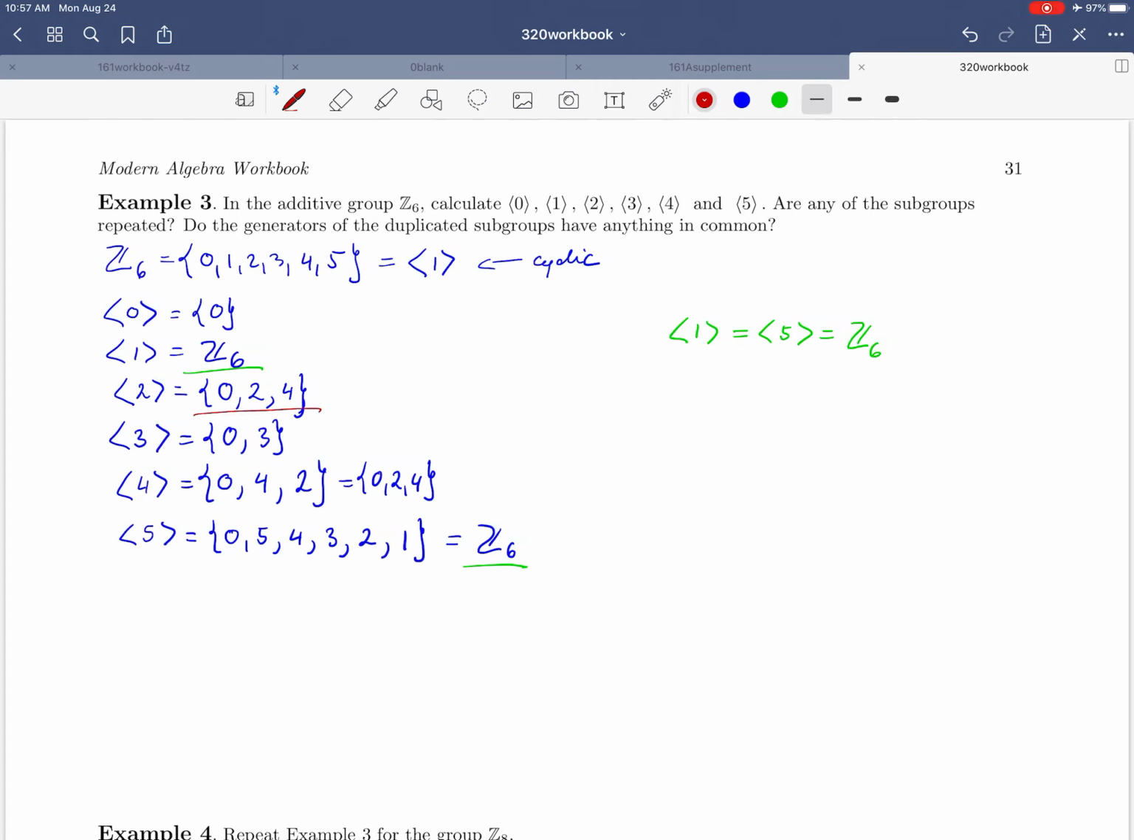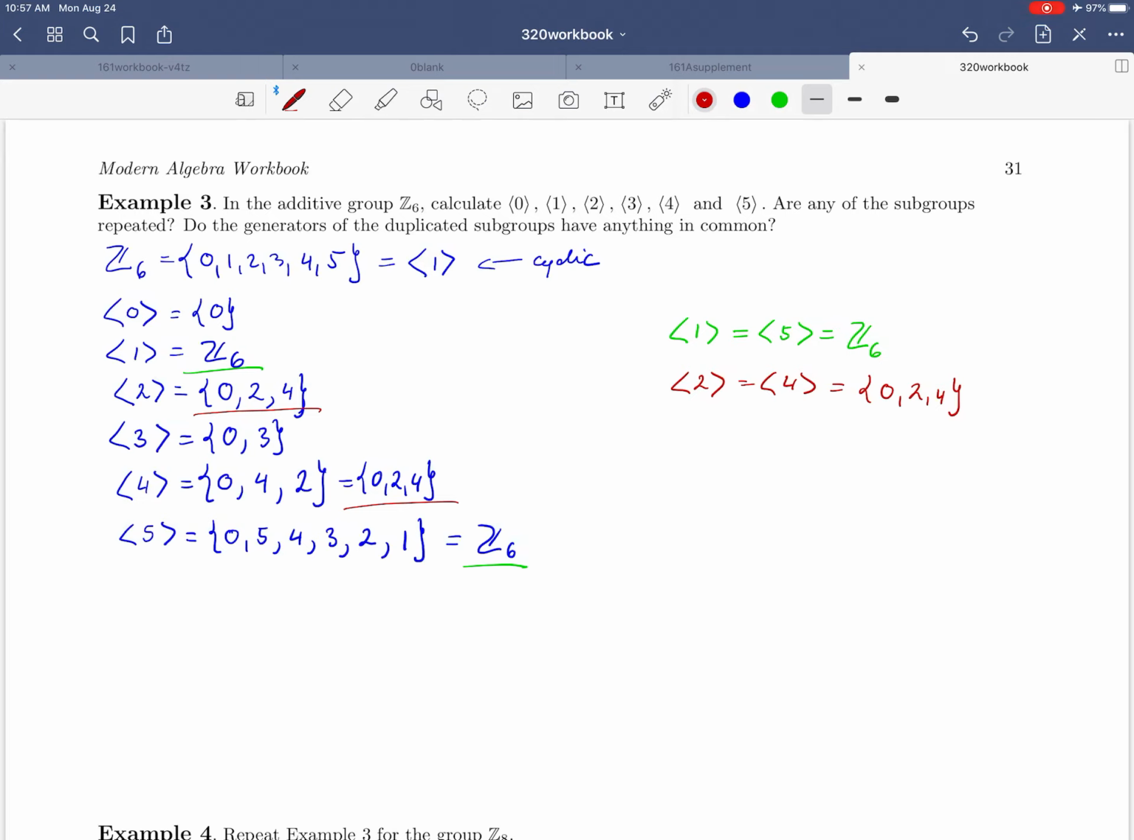We also have 0, 2, 4 show up twice. Once generated by 2 and once generated by 4. So we have the group generated by 2 is equal to the group generated by 4. We don't get everything, but we get the same subgroup, 0, 2, and 4. And so that brings up the question, is that coincidence or is that something that might be generalizable?